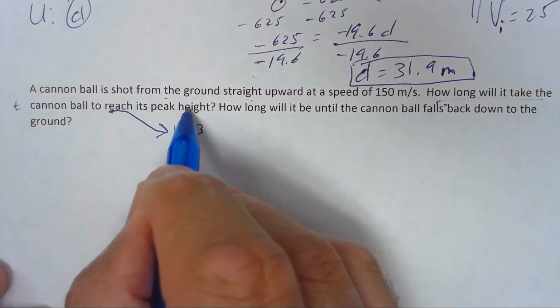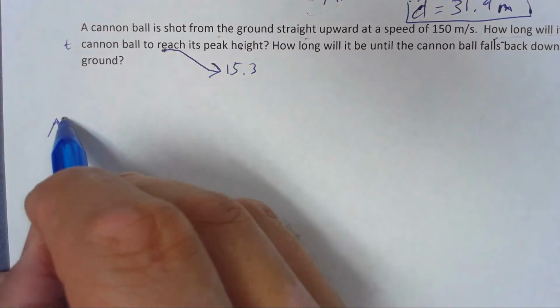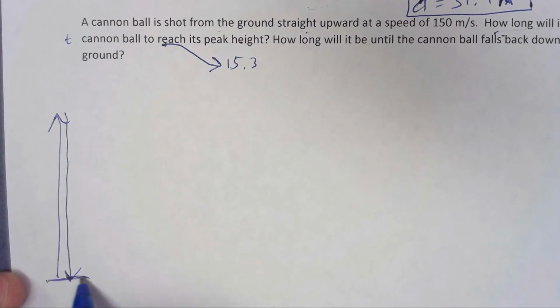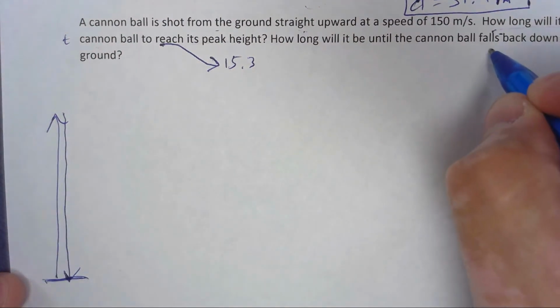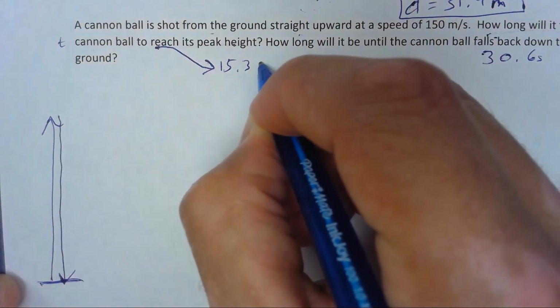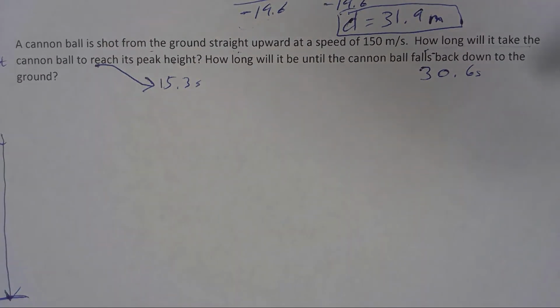So this is to reach its peak height, right? And then once it does that, it's going to start to, what goes up must come down, right? How long is it going to be in the air for total? So the trip up and the trip down, you should get 30.6 seconds for this. So see if you can do that on your own. If you have questions, let me know.